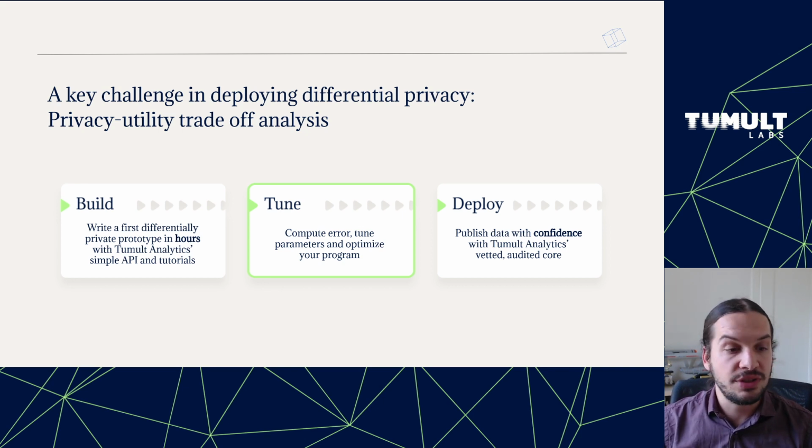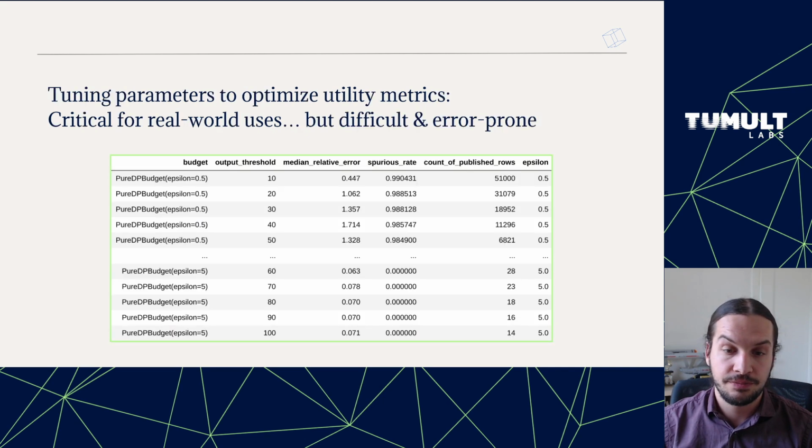We found that in the process towards deployment, there's a challenge that shows up over and over again, and that challenge is understanding and optimizing privacy utility trade-offs. Typically, when you build a data product, you want to get the best possible trade-off between privacy and utility. To optimize both, you need to tune parameters to make optimal choices, and you want to do this, of course, in an explainable, quantifiable way.